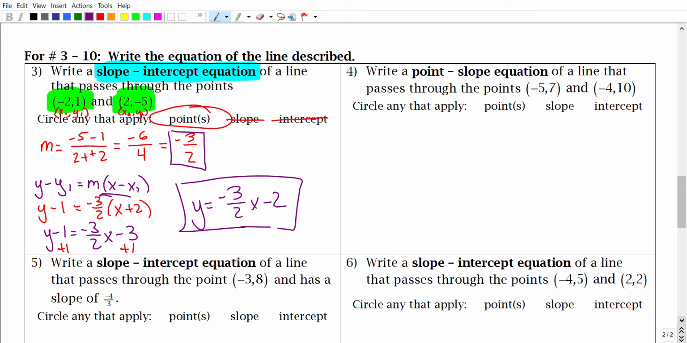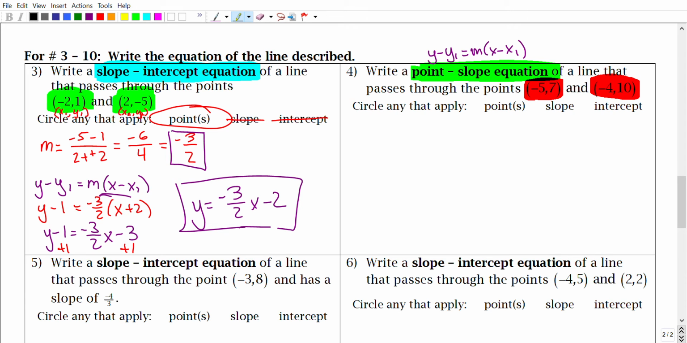All right, so number 4, let's see what we are being asked to do. I'm being asked to write a point slope equation, so it has to be of this form at the end of the day. Okay? But let's identify what information we were actually given. So, write a point slope equation of a line that passes through the points -5, 7 and -4, 10.